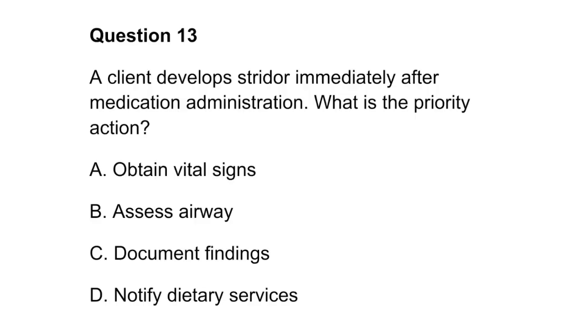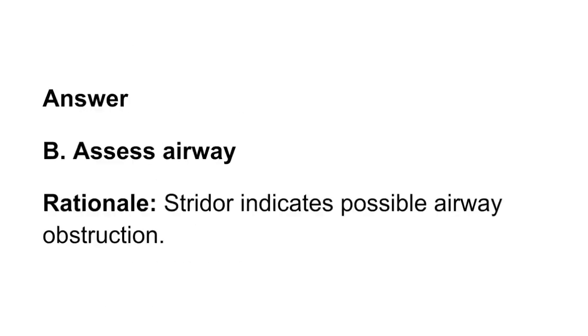What is the priority action? A. Obtain vital signs. B. Assess airway. C. Document findings. D. Notify dietary services. Answer. B. Assess airway. Rationale. Stridor indicates possible airway obstruction.